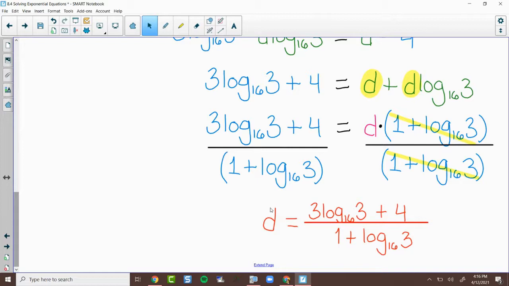So I've got 3 log base 16 of 3 plus 4, all divided by 1 plus log base 16 of 3. That's a final answer where you're going to leave it just like that. Again, that is an exact answer.